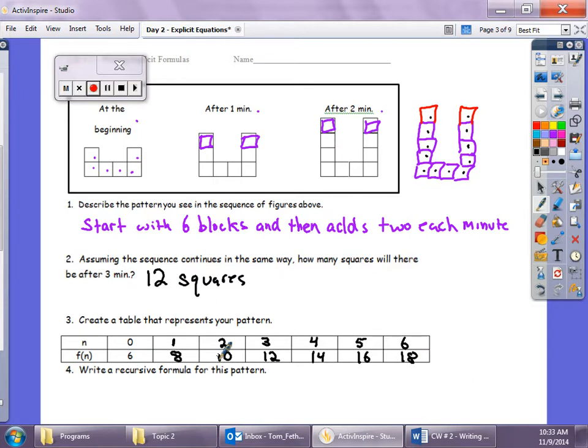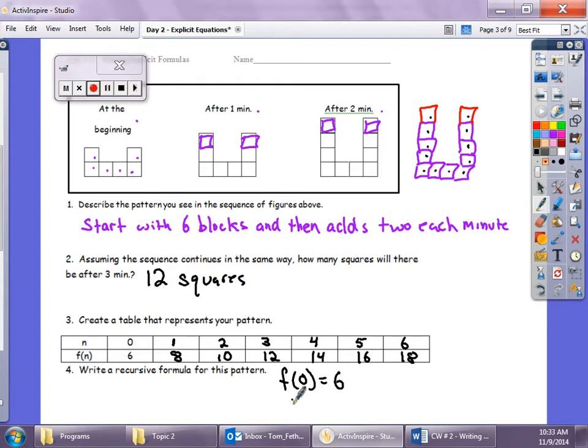So your recursive formula for this pattern, well, when we're talking about the recursive formula, there's always 2 parts to it. The first part, f of 0. Well, in this case, f of 0, or when n equals 0, we started with 6 squares. So that tells us our starting point.